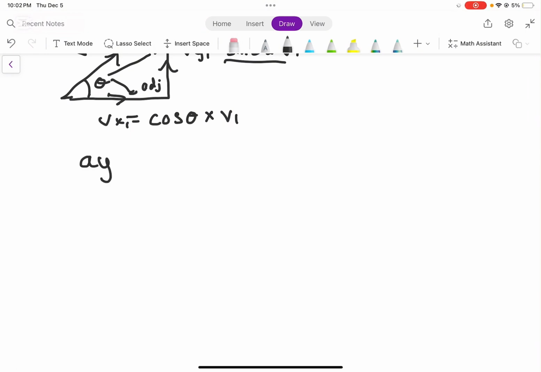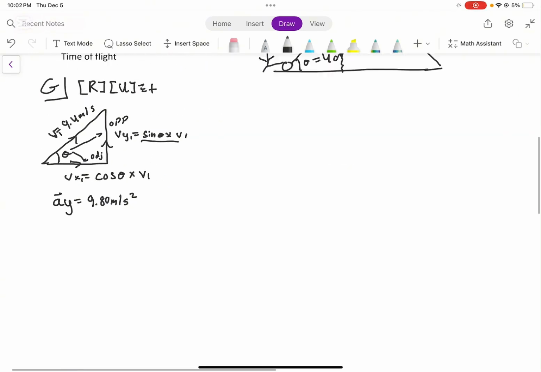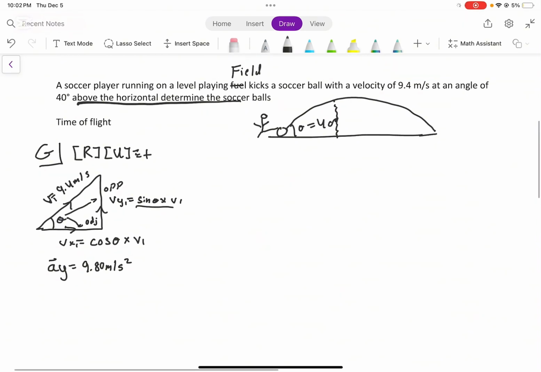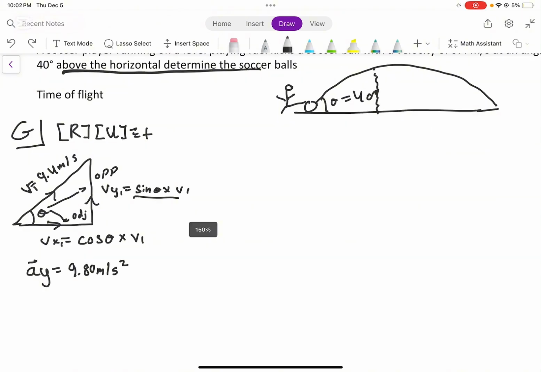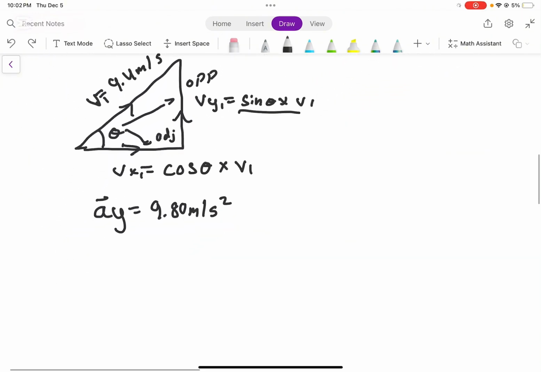And the acceleration in the y direction is always going to be 9.80 meters per second squared. Why do we know this, or why can we kind of assume this? Well, if we kick a ball up here, it's going to be accelerating downwards constantly because of gravity, right? And that acceleration downwards in the y direction, in the vertical, is because of gravity. So we can assume that the acceleration on the y is going to be 9.80 meters per second squared. But that's going to be negative.